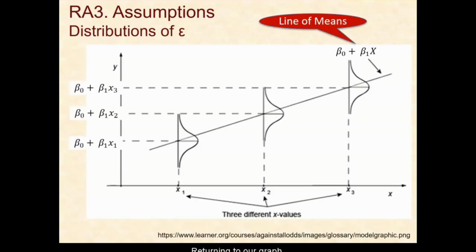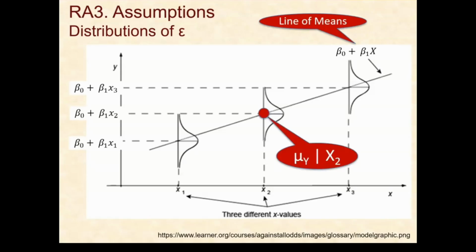Returning to our graph, the regression line is recognized as a line of means. And more generally, for multiple regression, the hypothesized model without the error term epsilon is recognized as a hyperplane of means. It is a model of the mean of y for a given set of x values.